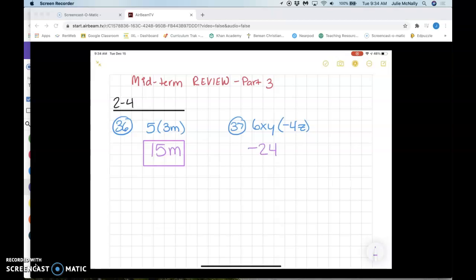Yeah, so you multiply the numbers again. 6 times negative 4 is negative 24. And then you just write the variables in what order? The order they started. Like X, Y. Like ABC order, right? Yes. And that's all there is to it. So multiply the numbers and just write the variables after.